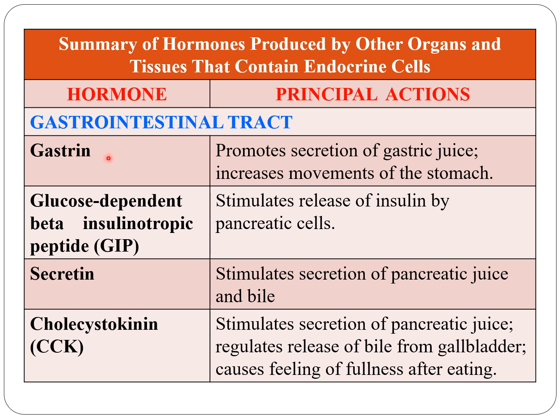The first hormone is gastrin. It promotes the secretion of gastric juice and increases the movements of the stomach. The next is glucose-dependent beta-insulinotropic peptide, GIP. It stimulates the release of insulin by pancreatic cells. The next is secretin. It stimulates the secretion of pancreatic juice and bile.